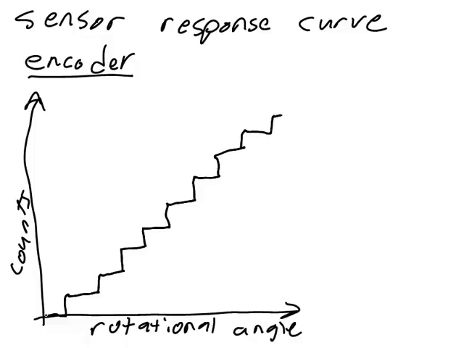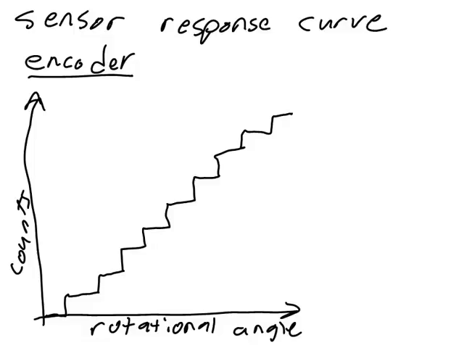The response curve looks like a stair-step function because the y-axis is counts. We cannot have an output from the encoder that is half a count or a third of a count or some other fraction of a count. We can only have 0 counts, 1 count, or 2 counts. We can only have integer numbers of counts. In between integer numbers of counts, we can't detect a change in that particular rotational angle.